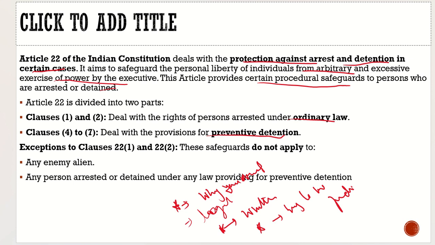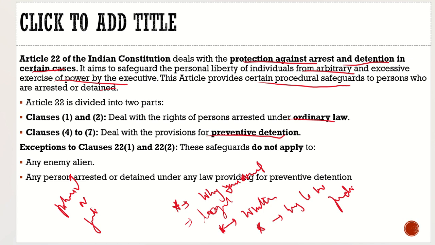You will have the opportunity to choose legal aid for yourself, and you would be brought in front of the judicial magistrate, and the judicial magistrate will look into whether it is legal or not, and then he will send you to either police custody or judicial custody. So what is the difference between police custody and judicial custody?